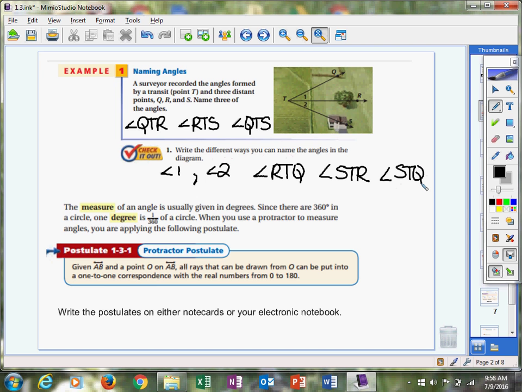Notice that what's consistent is T is always in the middle. If we're using the three-letter system, T is always in the middle. That has to happen if it's the vertex. You cannot just start throwing letters on a page. That's not an angle if T is not in the center and T is your vertex. So you have to be really, really careful there. Okay, so that's example 1. If you have any questions, bring those to class.